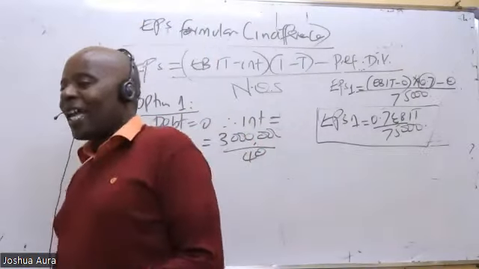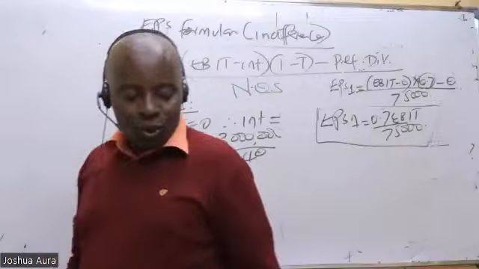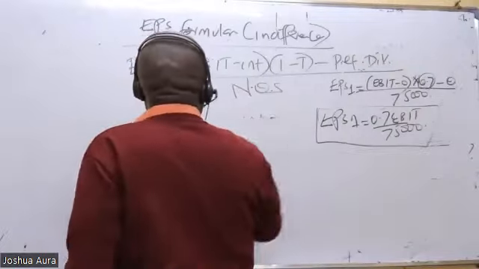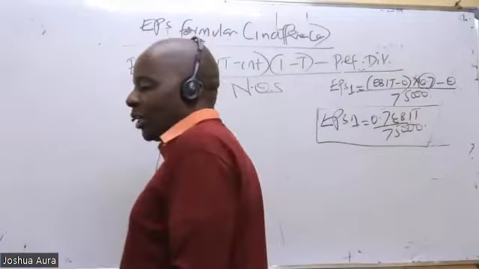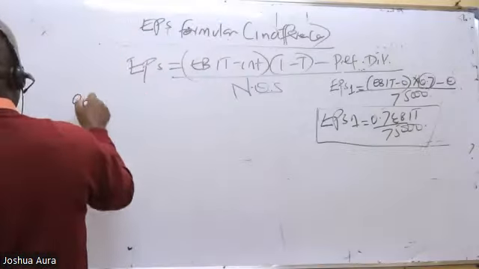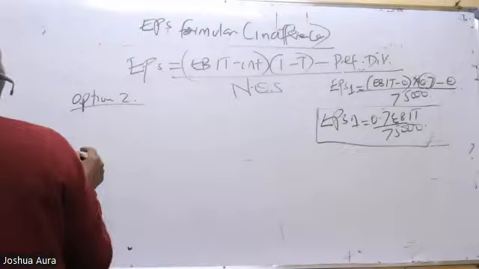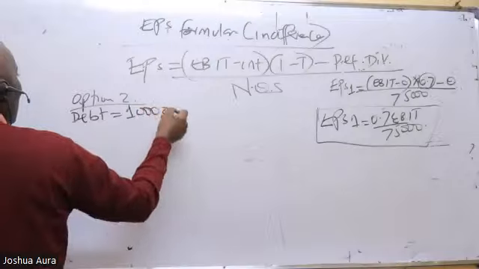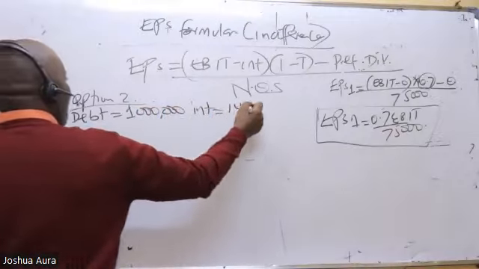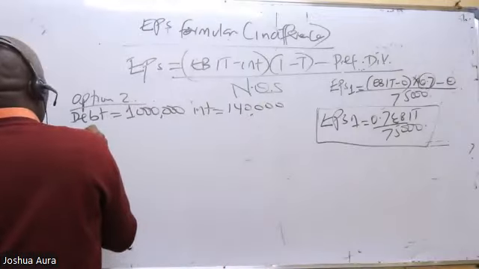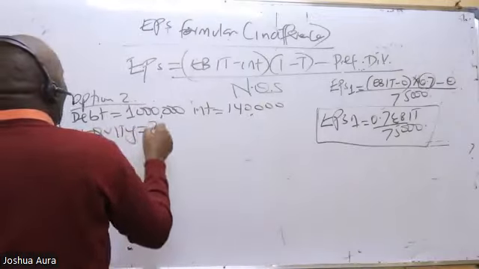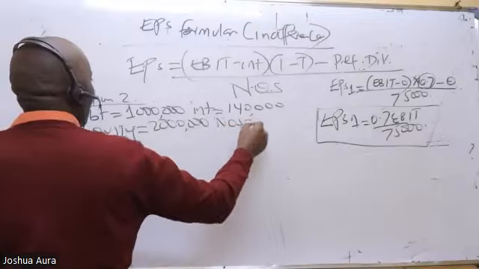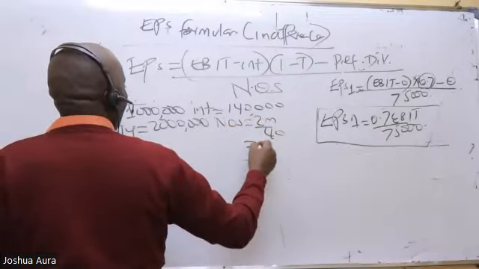If you allow me, I'll straight away go to option number 2. Option number 2 is the one where you gave me a few things. Under option number 2, ladies and gentlemen, we have debt. You told me that debt is 1 million, that interest is 140,000, and that equity was 2 million, giving us a number of ordinary shares of 2 million divided by 40, which gave us 50,000.